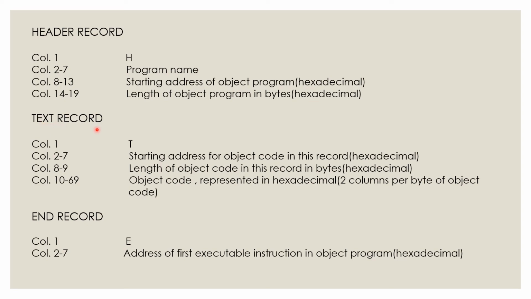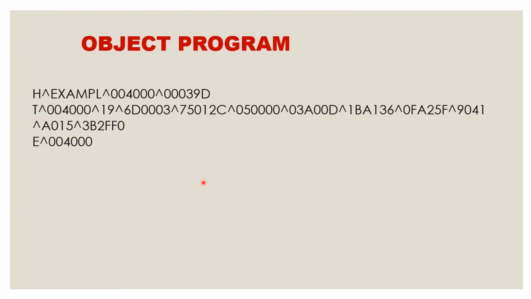And next is the text record. Column 1 is represented by T, columns 2 to 7 are the starting address of object code in this record, columns 8 to 9 are the length of the object code in this record in bytes, and columns 10 to 69 are the object code represented in hexadecimal, 2 columns per byte of object code. End record: column 1 is E and columns 2 to 7 are the address of the first executable instruction in the object program. This is the object program for the given problem.